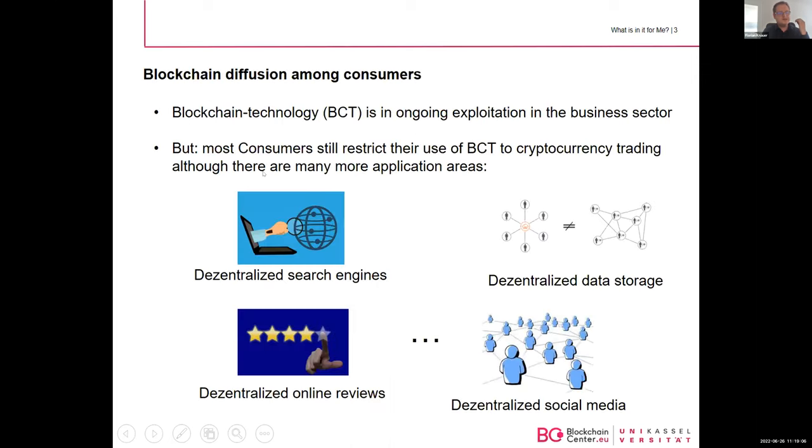And the major question behind is that, as we all know, blockchain technology is exploited in the business area ongoingly and very rapidly. But if we talk about consumers using blockchain technology, it's often reduced to cryptocurrency trading and usage. We all know that the amount of wallets and of people trading with cryptocurrencies have raised in the last years, but there are so many more areas of consumer-designed blockchain applications, like decentralized search engines, decentralized data storage, social media, online reviews, and most of them are stuck in their development with a very low amount of users. And the major question is why? That was the motivation of our paper.